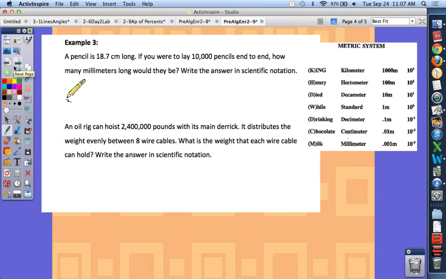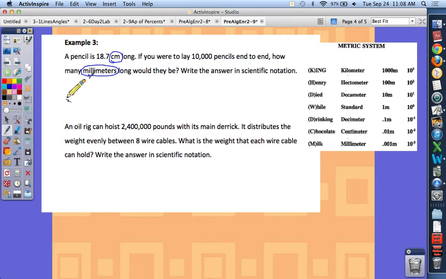The third example then is going to be a little bit of an extension. I put the metric system over here to help you out. Let's read this. A pencil is 18.7 or 18 7/10 centimeters long. If you were to lay 10,000 pencils end to end, how many millimeters long would they be? Now, we're going to write our answer in scientific notation. You have a little bit of a trick here because I'm giving you different units, okay? You have multiple pencils in a row.